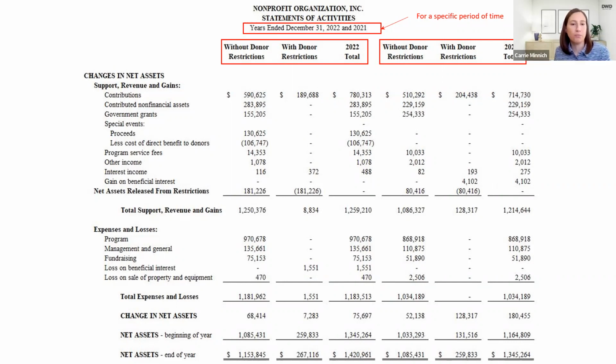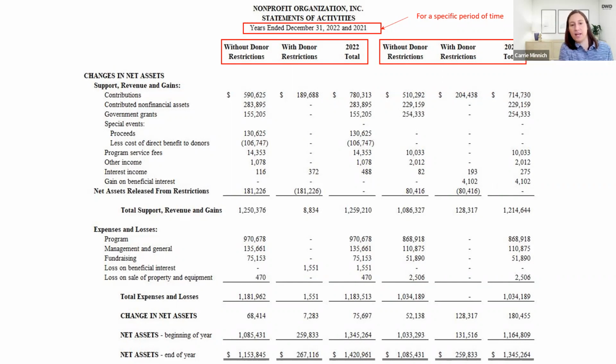Net assets released from restrictions of $181,226. They spent $181,000 of restricted money during the year. Now, that could be from the $190,000 that they got, but it could also be from balances in the prior year. So if we look down further in that column, where we have net assets at the beginning of the year of $260,000, that means at the beginning of the year, we had $260,000 of unspent money that the donor had said you have to use for a specific purpose.